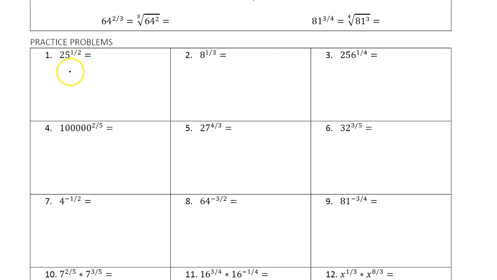25 to the 1/2 is the square root of 25, which is 5. 8 to the 1/3 is the third root of 8. This means the number that multiplies by itself 3 times. Use trial and error to find the number. 2 times 2 times 2 is 8, so 2 is the answer.